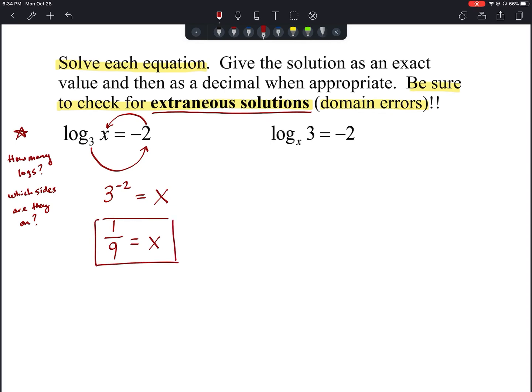Now if we think about plugging that back in up here for our x, we can totally do that because this value is greater than 0. So we're allowed to have that in there.